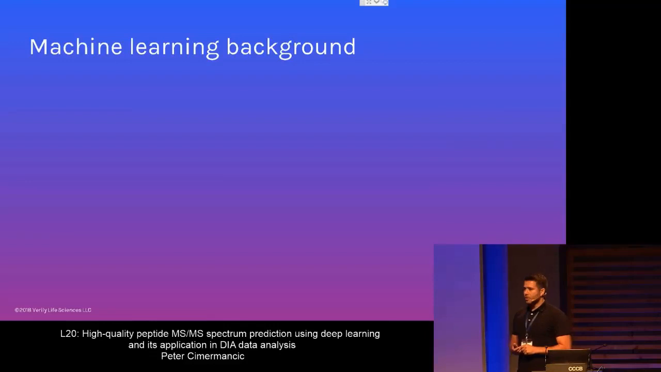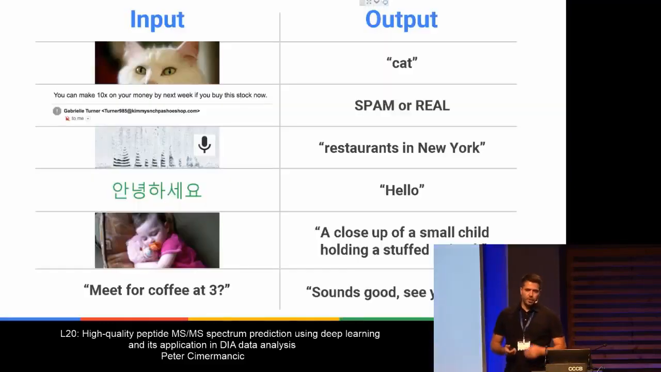Quick intro into machine learning. The type of machine learning that we use most often is called supervised machine learning. That means that we are building models that are trying to map certain input to a certain output. For example, we can take a photograph of a cat and have a model trying to predict what's on that photo: cat. We can have a model that takes an email as input and tries to predict whether it's real or spam. We can have a model that takes an audio recording and tries to transcribe it into text, or language translation, and so on.